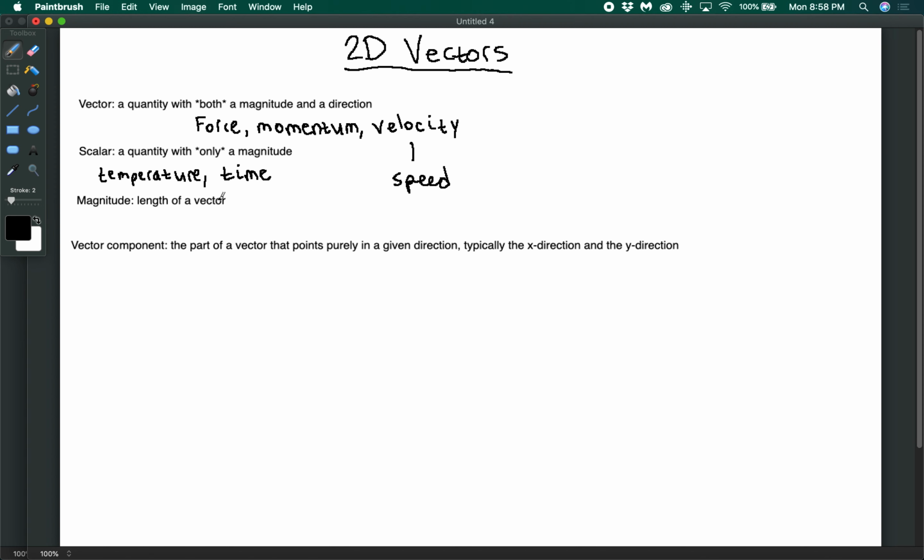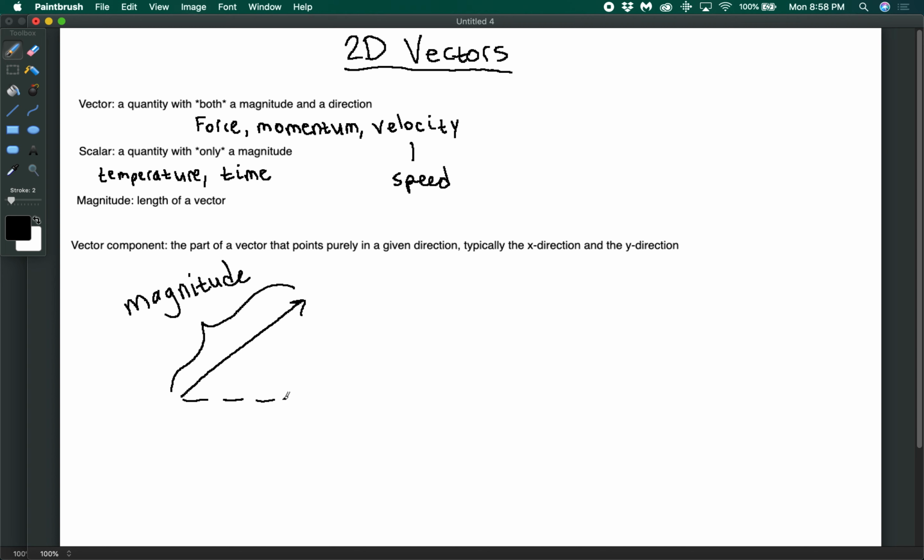Magnitude is the length of a vector, which you can see we're going to show you in a second, because we're going to actually sketch some vectors and draw what they look like. And then we're going to be using the terms vector components a lot. Vector components are going to be the part of a vector that points purely in a given direction, typically x and y. So often when we want to draw a vector, we draw it as an arrow, okay, where the length of the arrow represents its magnitude. So this is the magnitude. So a larger vector, longer arrow, has a larger magnitude.